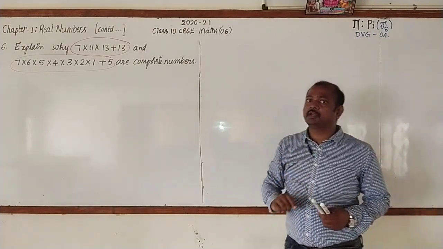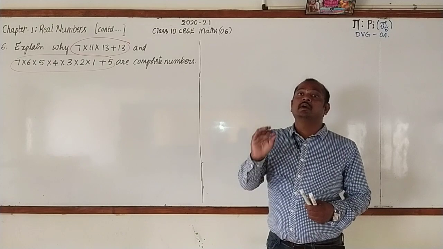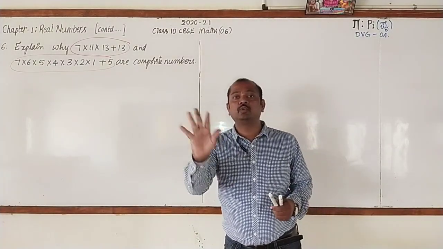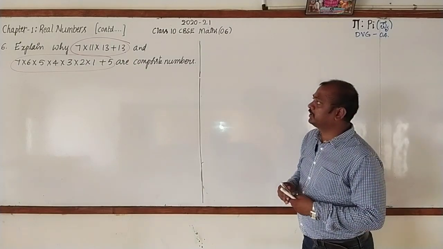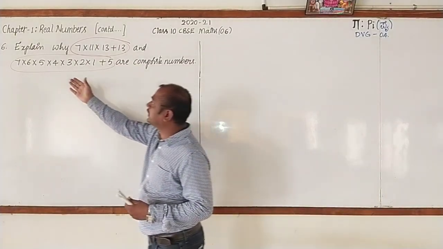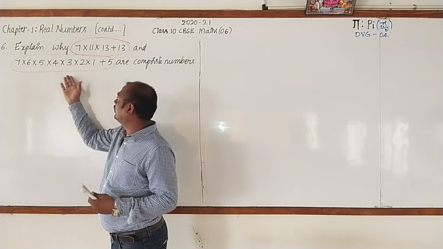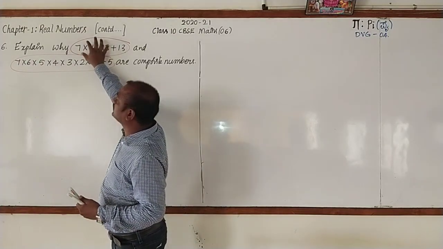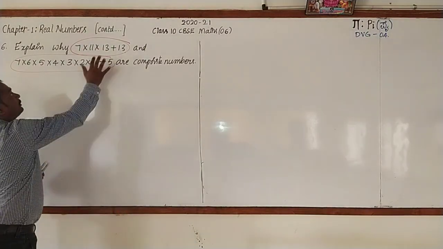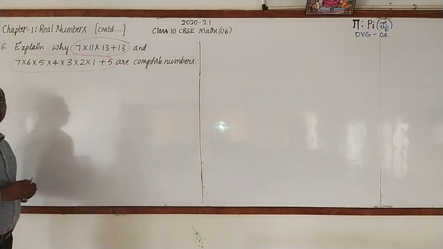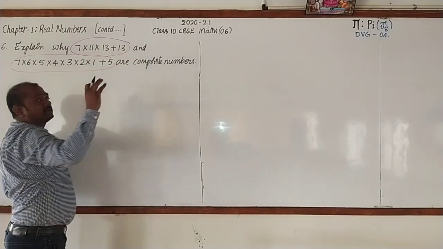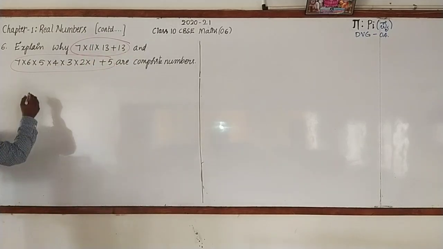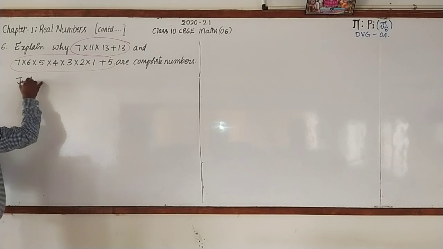Just to recall the definition of a composite number: a number that has more than 2 factors is called a composite number. Then here you may say that there are many factors, right? No, there are just 2 terms only, which are separated by the plus sign here and here. Now we have to show that this number has more than 2 factors. I will go for giving justification or reason.